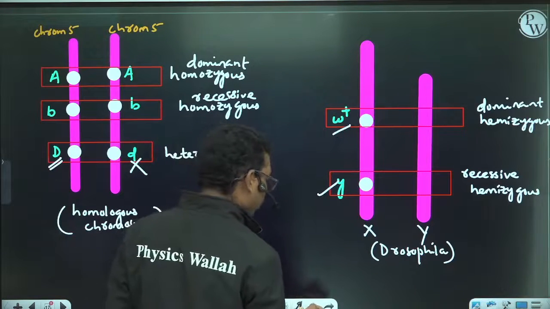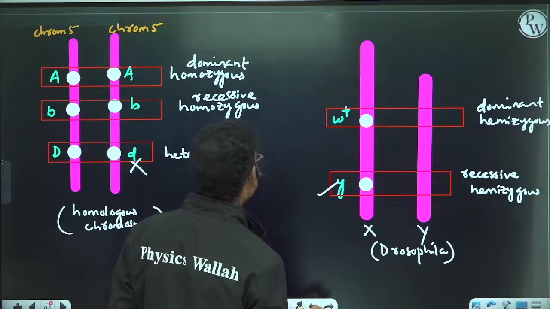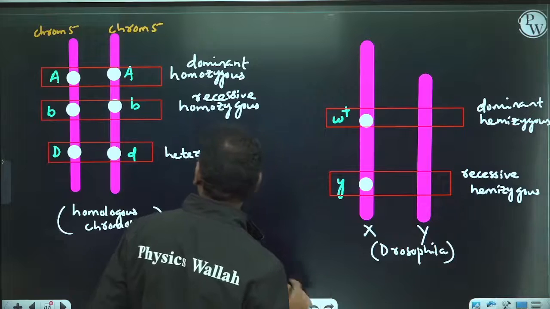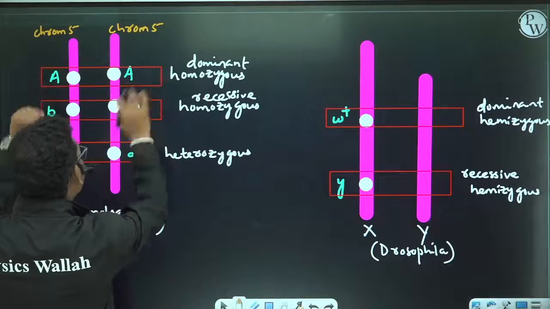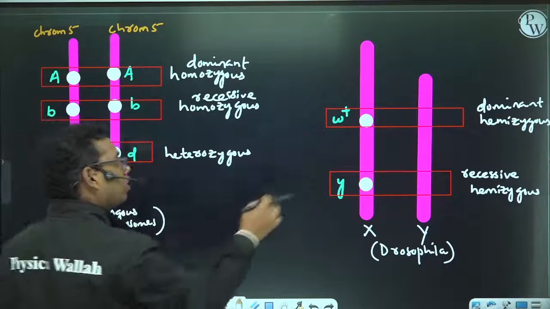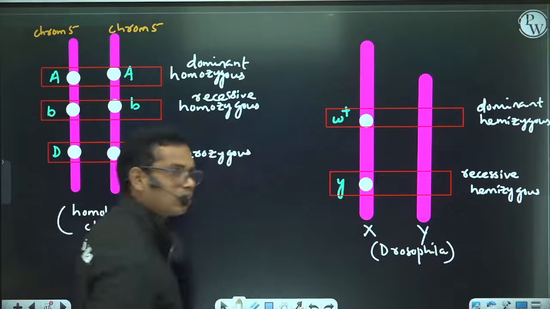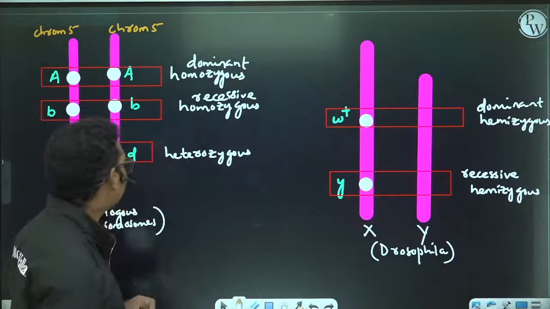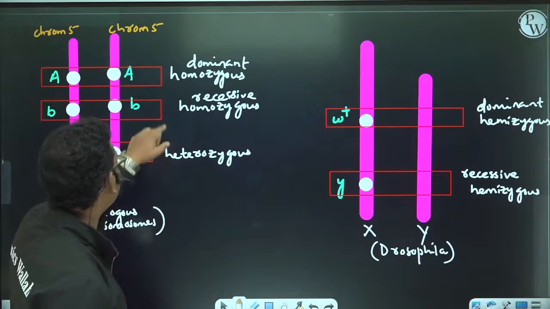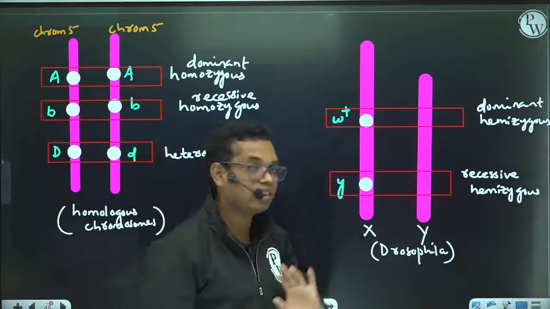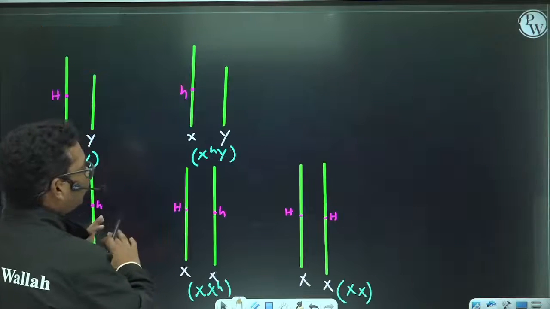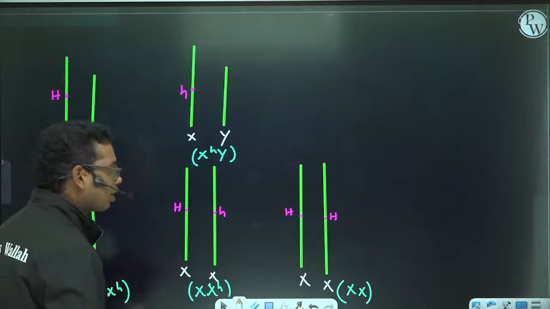So when I say dominant allele, the dominant allele will express itself in the homozygous dominant condition, the heterozygous condition, or even the hemizygous condition. But the recessive allele expresses itself only in the homozygous condition and the hemizygous condition. That is what I am going to write here. And before that, let me give you some more examples.